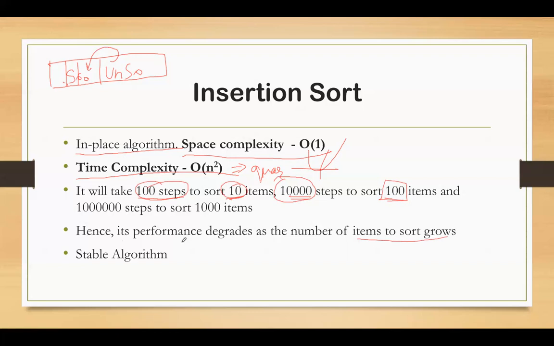Insertion sort is a stable algorithm, which means that if there are duplicate elements in the array to sort, suppose two nines, it will retain the relative position of the duplicate elements. When the entire array is sorted, this 9 will always come before the 9 which is following it.